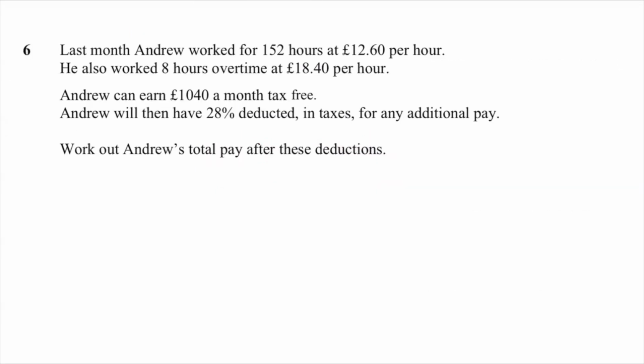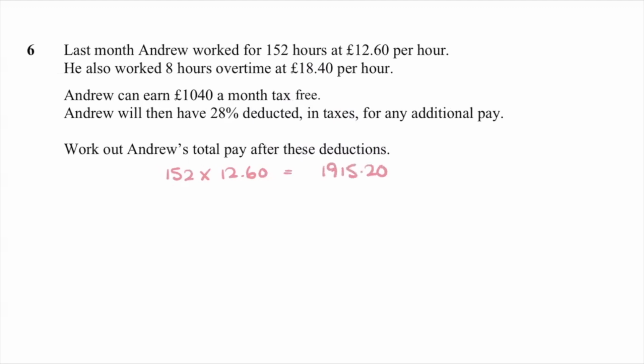Okay, our next question is a money question that's been combined with a percentage. Now, this is not uncommon. What you want to do with a question like this, just break it down. As you're doing the maths, those results can feed into what you may or may not do next. So first thing that I'm going to do is work out his 152 hours. So if he's earning £12.60 an hour, we multiply that to get the total. And then we're going to do the same for his overtime. That combined will give us his total wage for the month.